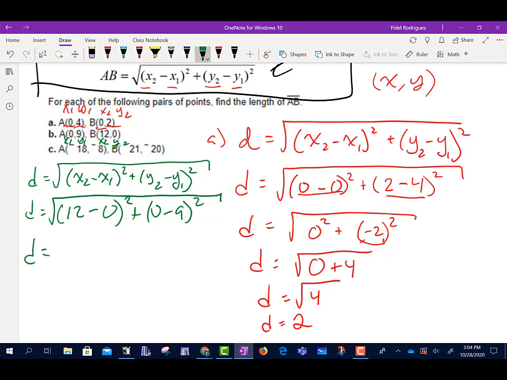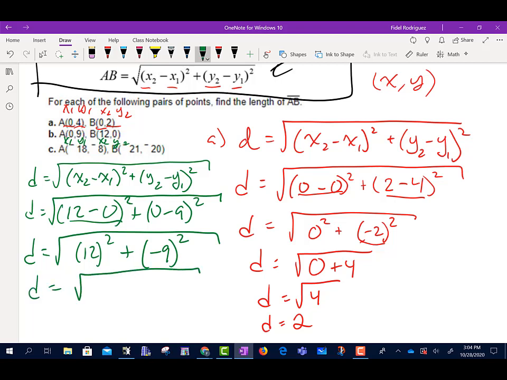Okay, remember, like we said before, we're going to do the parentheses first. 12 minus 0 is 12. I'm keeping in parentheses, squared. 0 minus 9 is negative 9, keeping that in parentheses, squared. Okay, so 12 squared is 144. Negative 9 squared, a negative times a negative is a positive.